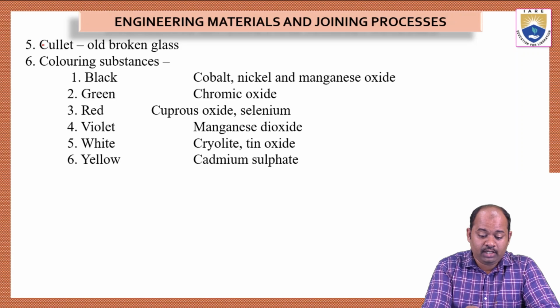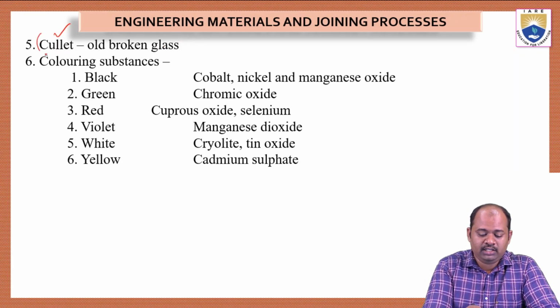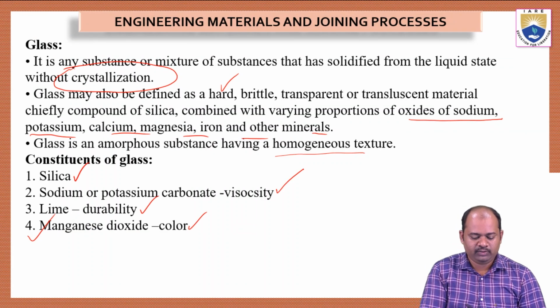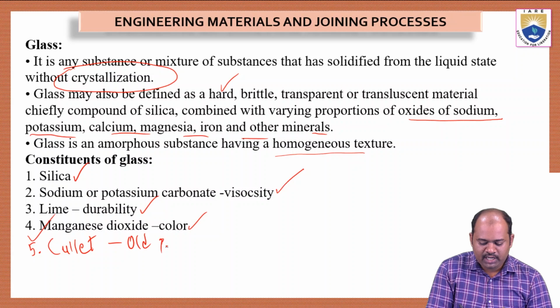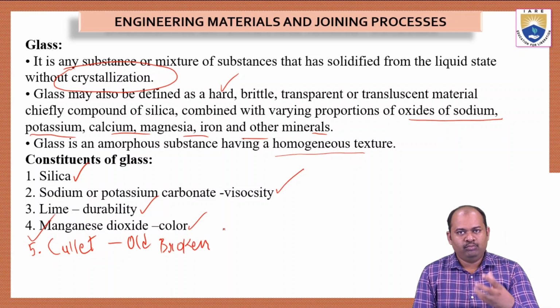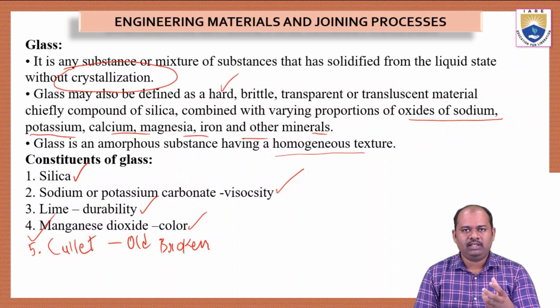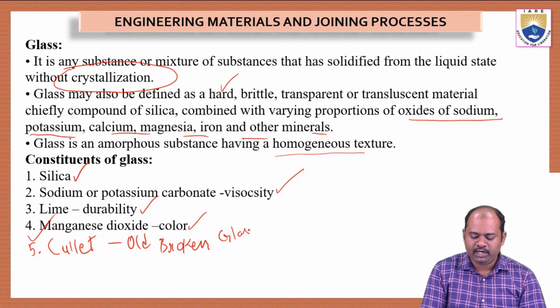And lastly, we have another material that is added to glass, that is cullet. Cullet is nothing but old broken glass. In the previous slide we saw 4 types, and here we have cullet also. Cullet is old broken glass which is added so that the process is more reusable, or we are recycling old glass, which is used to prepare new glass bottles or something similar.